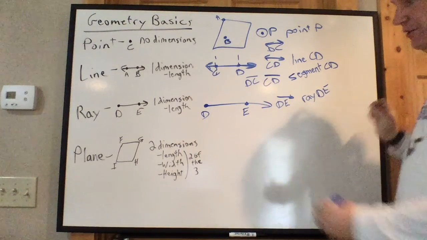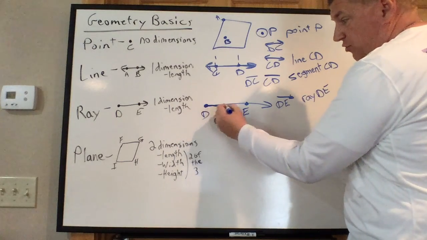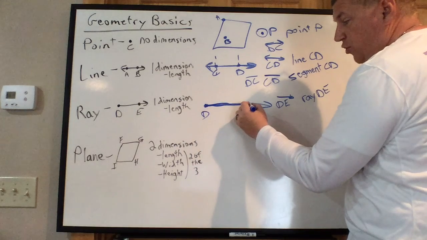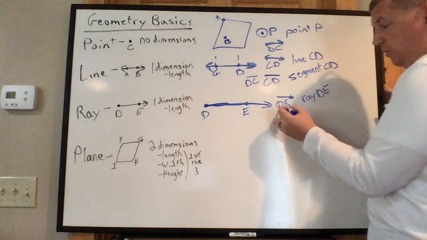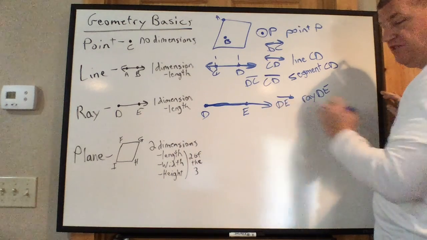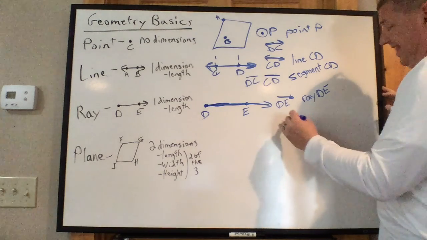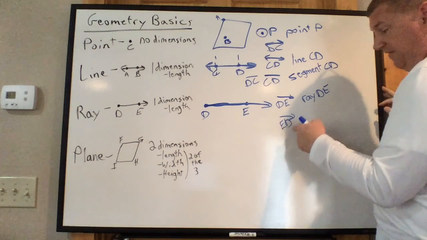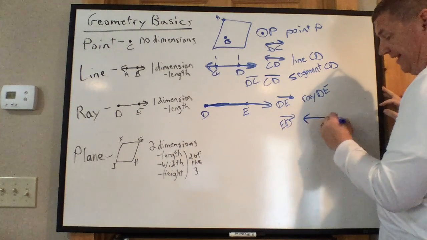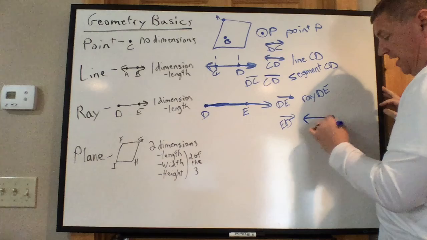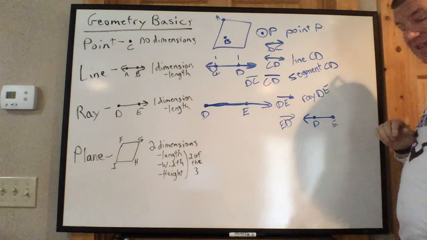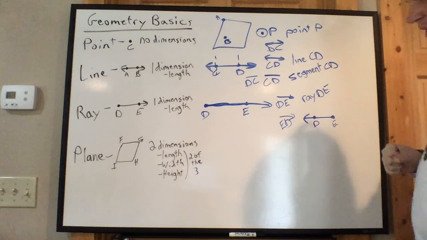A ray specifically starts here at point D and goes through point E. So it starts at D and runs to E. I cannot go this way and have that arrow and go ED. If I did that, it looks like this. That's from point E through point D, and that is not the same as that one. So hopefully that's pretty clear.